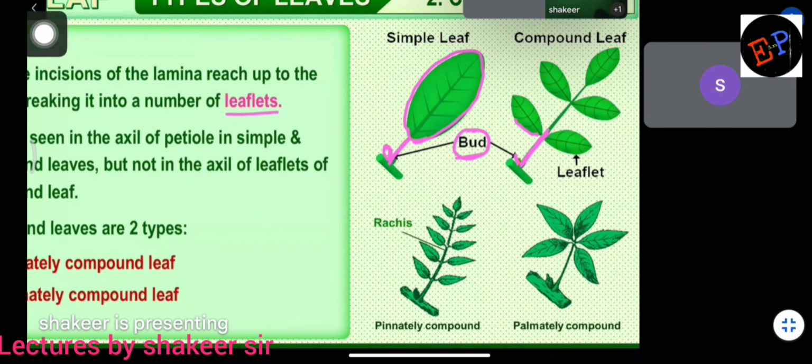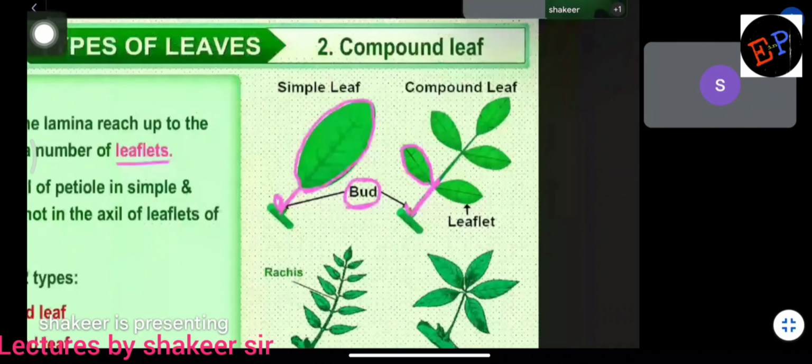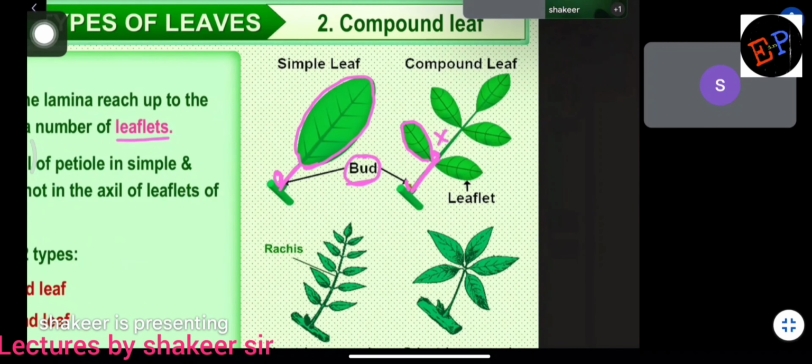So what is this one? This one is a leaflet. Are you able to understand? This one is a leaflet only. And at the starting of the leaflet, you don't find any buds. There you don't find the buds. Are you able to understand? Buds are seen in a simple leaf also. Buds are seen in a compound leaf also. But where will you find the buds? You will find the buds at the axil of the petiole, at the starting point of the petiole. But at the leaflets, you don't find any buds. Are you able to understand?